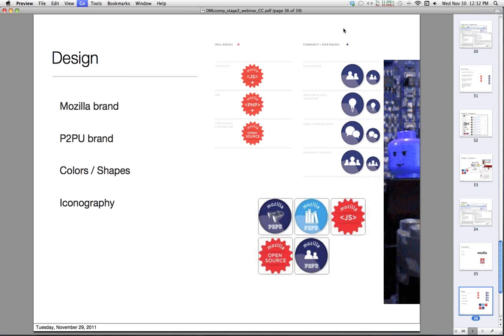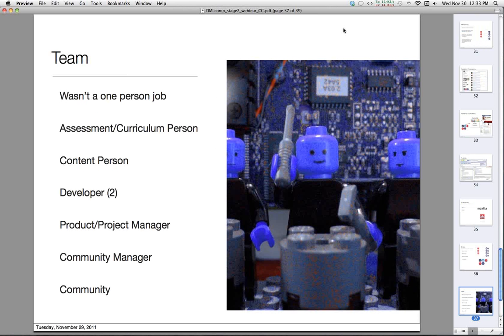The team is something that I'm really happy to talk about here because this obviously was not a one-person job. We had a number of people working on this. So there was an assessment and curriculum individual. There was someone who was working on content. We had 2 developers. So we had a product/project manager. We had a community manager. And also this is something that is worth mentioning. The community actually fed into the building of the badges. And they're still helping us build the idea about what it means to have a School of Webcraft. So start to think about how the community can help feed into the work that you're doing as well.